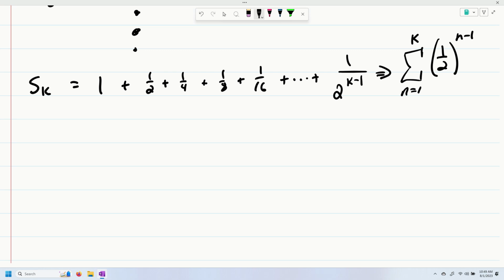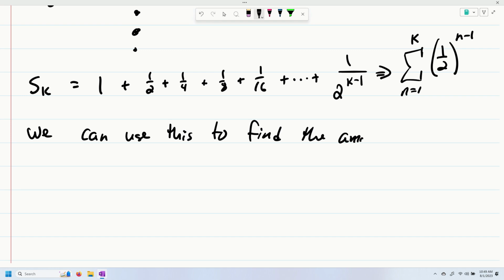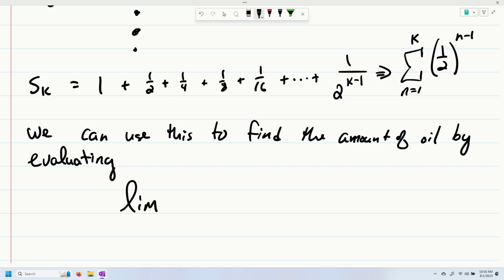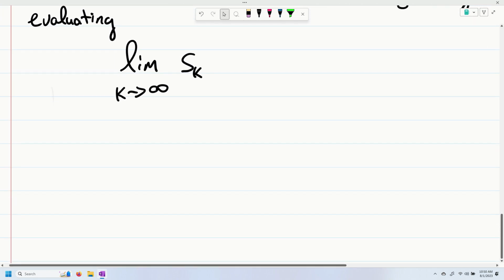We can actually use this now to find the amount of oil by evaluating the limit as k goes to infinity of our series right here. So let's go ahead and see what happens.